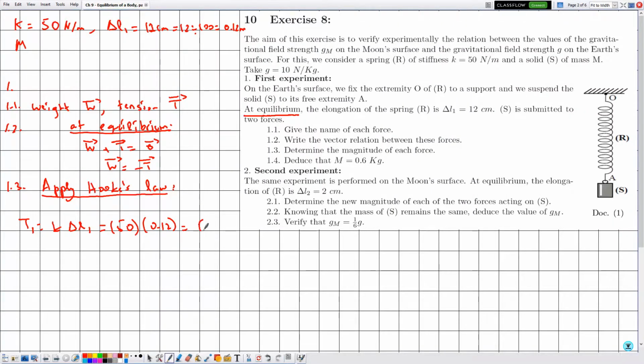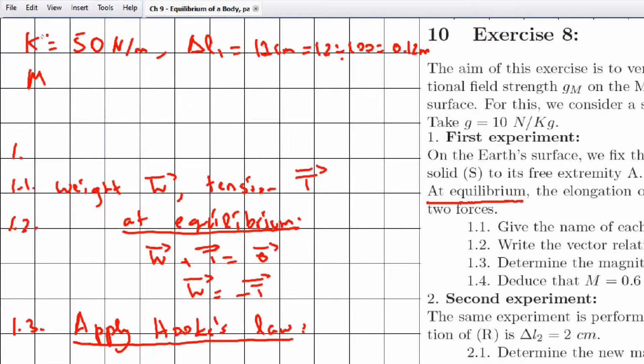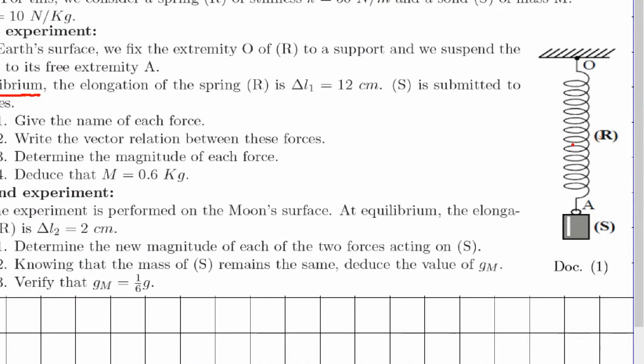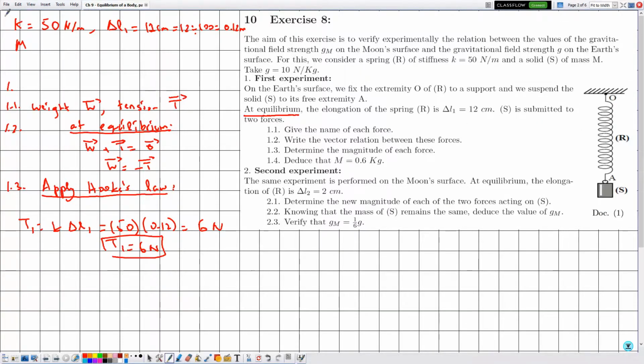So 6, since both are expressed in the SI, so the value of T1 will be in the SI, which is in newtons. So T1 is equal to 60 newtons. And let's recall that what does the stiffness reflect? So 50 newtons per meter, which means that in order to compress or elongate the spring by 1 meter, we need to apply a force worth of 50 newtons.